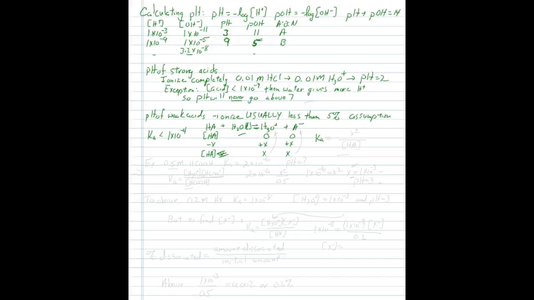So we have Ka equals X squared divided by concentration of HA. And it's only true if you have one contributor to the hydrogen ions. If you have 2 contributors to the hydrogen ions, then we've got to cover that later on.